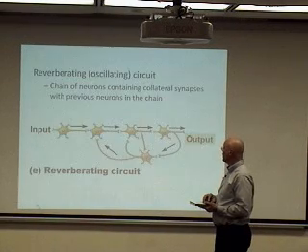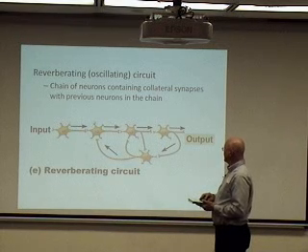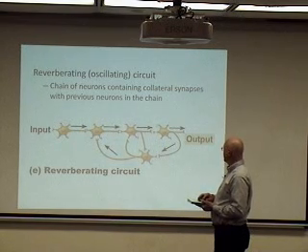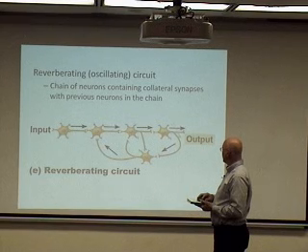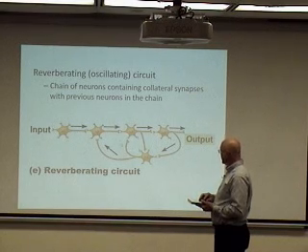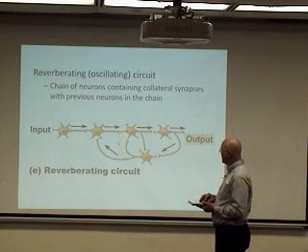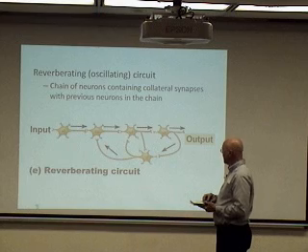We also have something called the reverberating circuit. In this case, we have this input going along this chain of neurons, and then at the very end, this last neuron sends a signal back to cause this pattern to be repeated several times. And that's called the reverberating circuit.